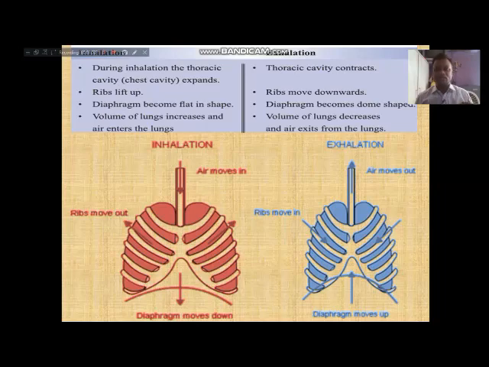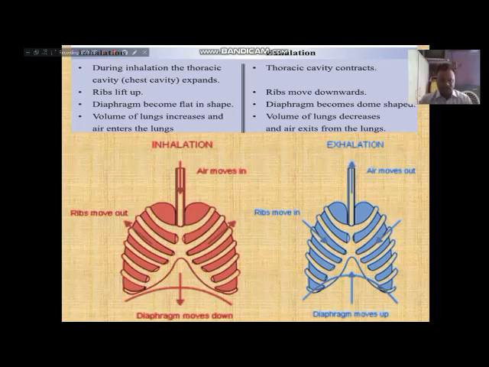During inhalation, what happens? The thoracic cavity or chest cavity expands. That means the ribs are lifted up. Between the thoracic cavity and the abdominal cavity, a layer is made, and that layer is called the diaphragm. When you inhale air, the thoracic cavity expands, the ribs lift up, and the diaphragm flattens. The volume of the lungs increases. These are the things that happen in inhalation.